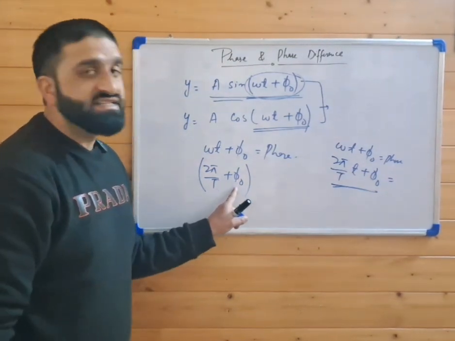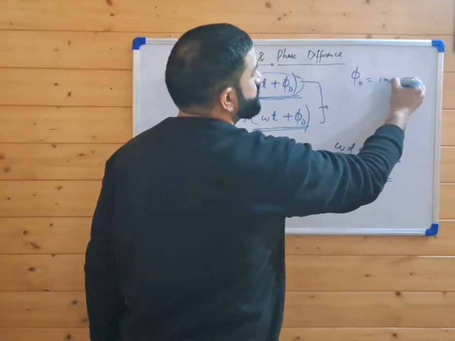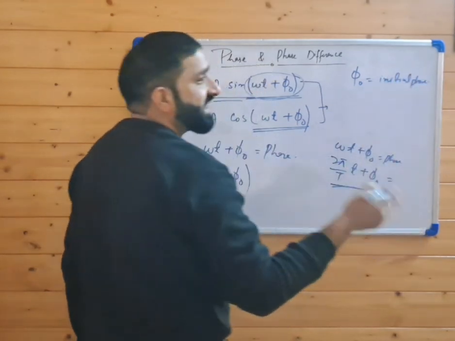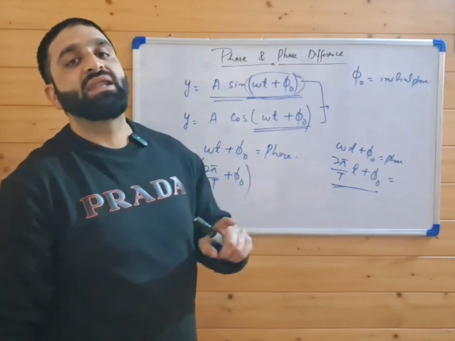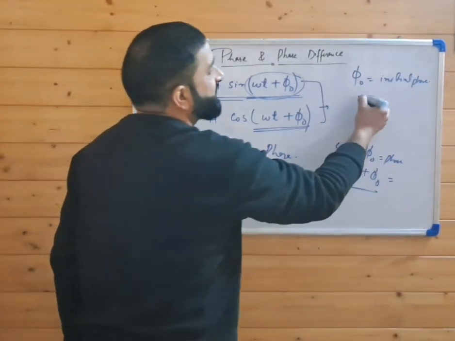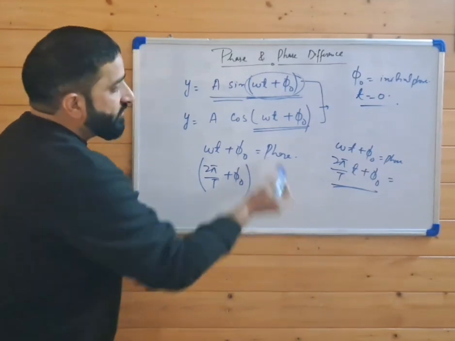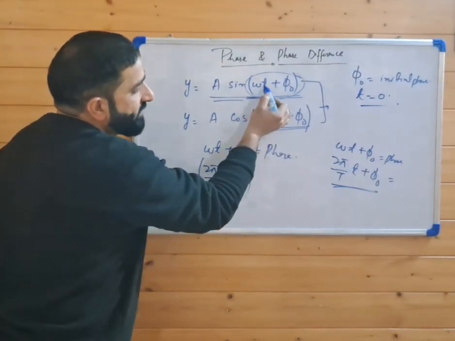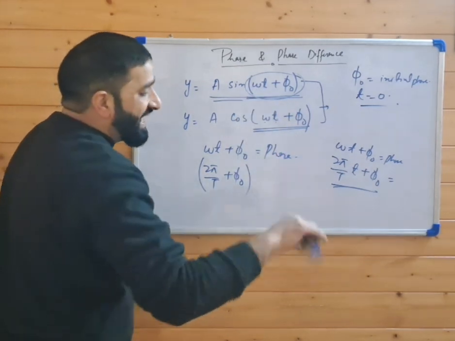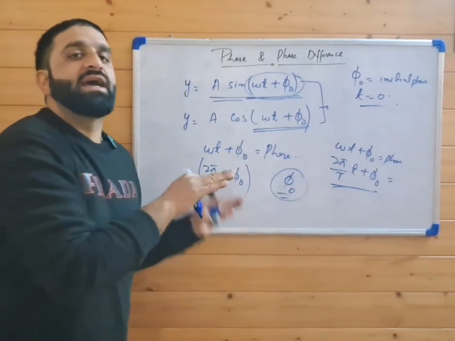Now, this phi 0 is called the initial phase. What is the initial phase? The initial phase corresponds to the phase of the oscillating or vibrating body at t equal to 0. When t is equal to 0, omega t becomes 0, so we are left with the argument phi 0, and this phi 0 is called the initial phase or the epoch.